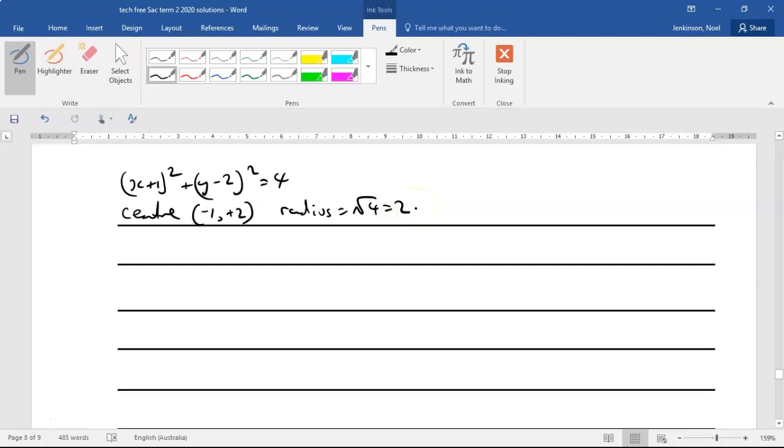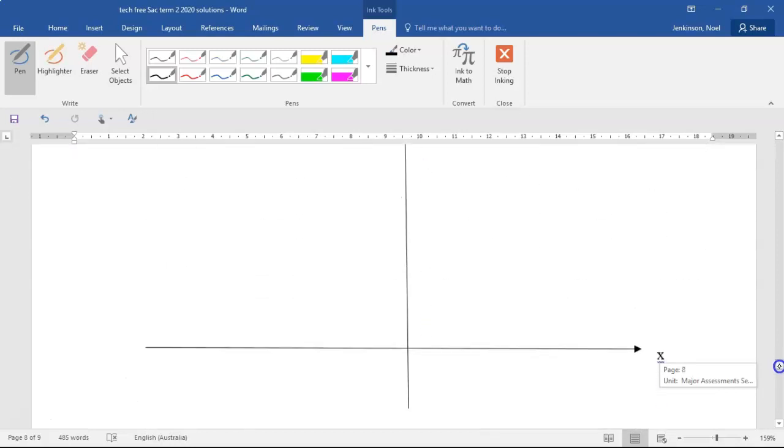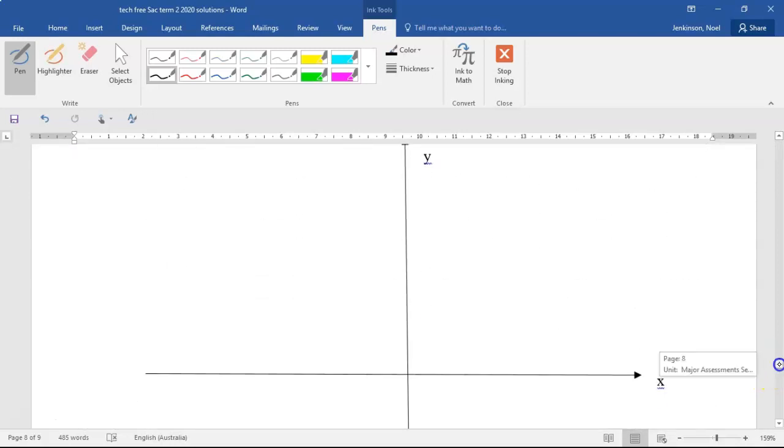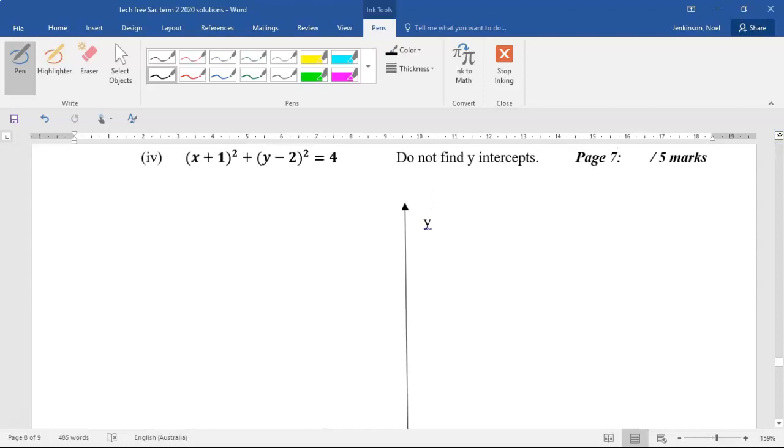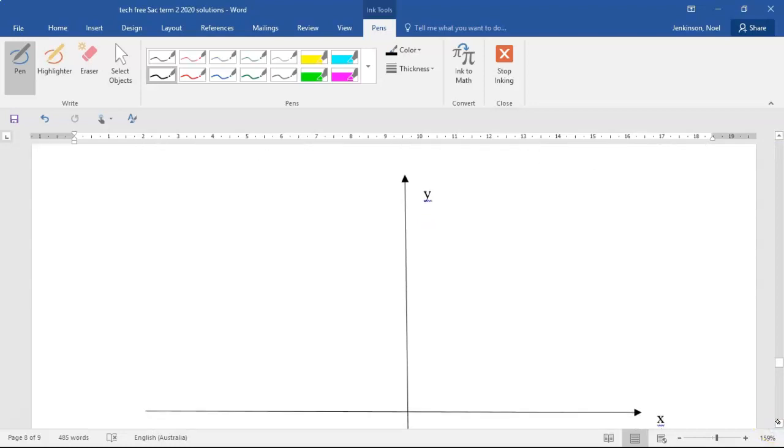That's probably enough to actually get started on this question. I wouldn't mind starting to plot this if I was doing this and just seeing where it left me. So I've got a center at (-1, 2), and I'll do some calculations later if I need to. I've got a radius of 2. Now, when you draw a circle, you should attempt, without necessarily using a ruler, to get the intervals the same on each axis, as I've roughly done there.